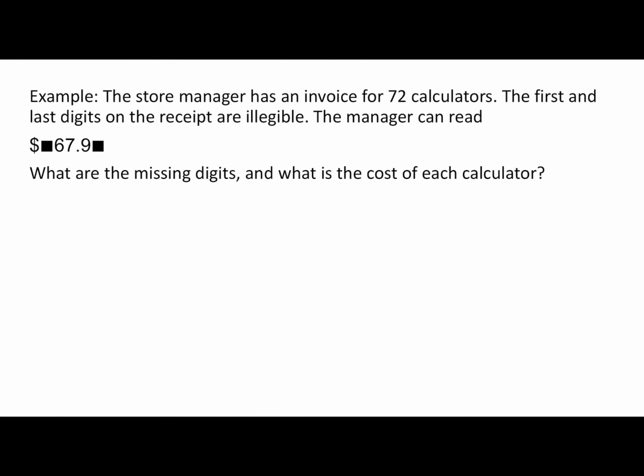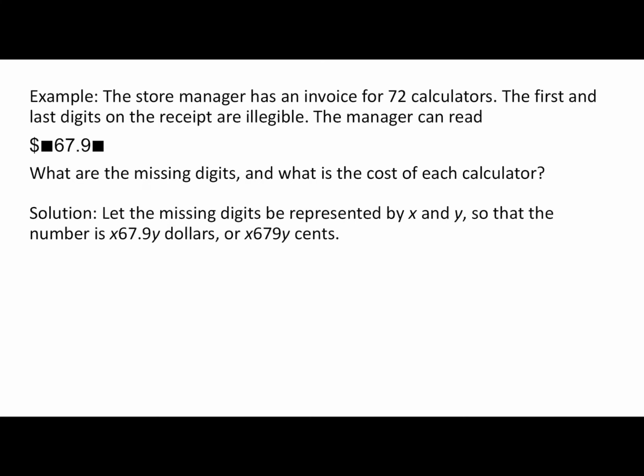Let's look at a slightly more complicated example. Suppose we have an invoice for 72 calculators. We don't know the first and last digits on the receipt, but the manager can read some digits in the middle. So we want to know what the missing digits are and what the cost of each calculator is. Okay, so we're going to represent our missing digits with an X and a Y. And let's just switch our dollars to cents. So we have X679Y cents.